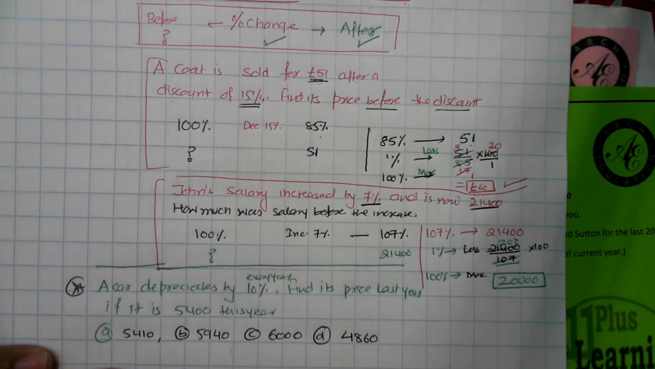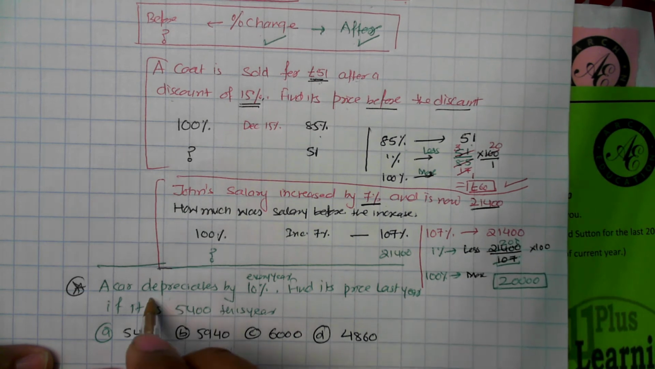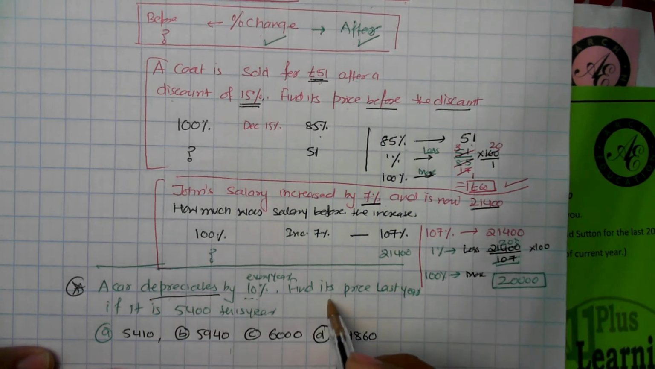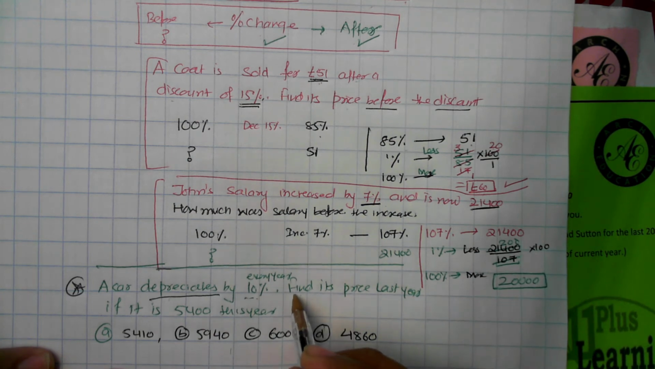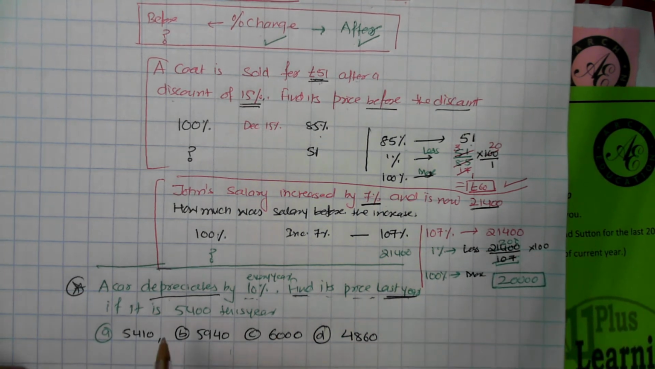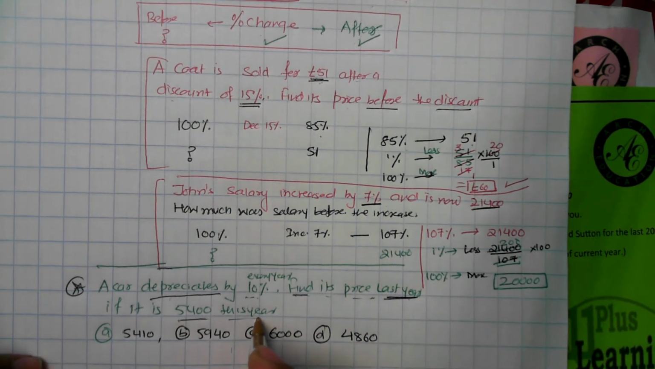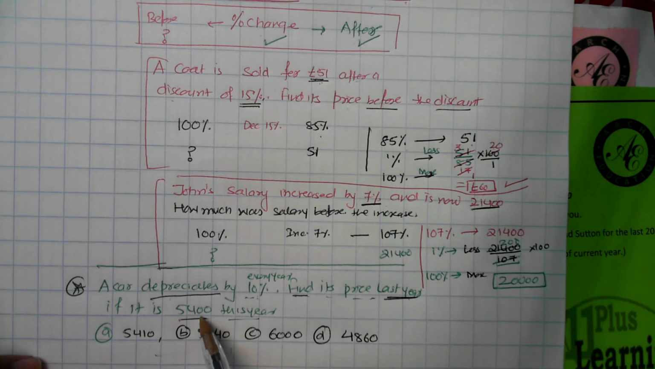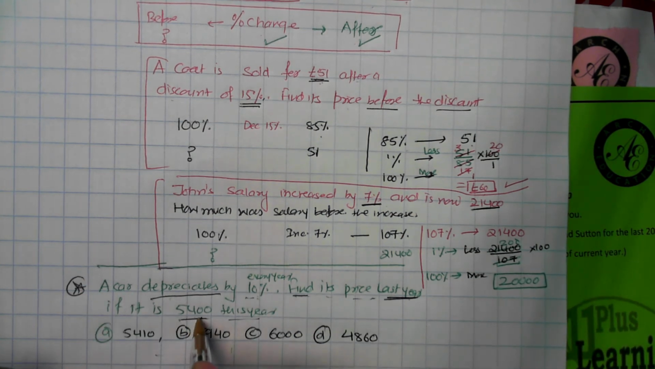All right, so this is the last question. A car depreciates. Depreciates means decreases, 10% each year. Find its price last year. That means you're going to go backwards, if it's 5,400 this year now. Because the options are given, what you need to do, you know that this 10% is not on 5,400. This is on the previous price. So you can say this is the 90%, and you'll see which one is this 90%.